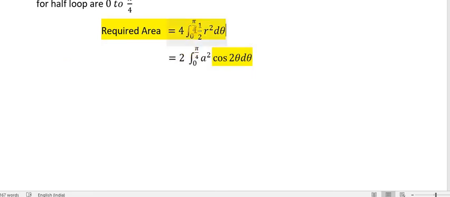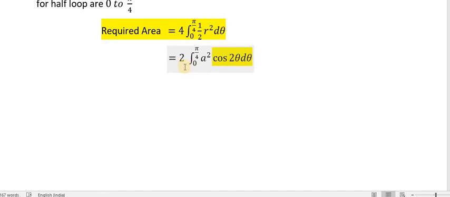Required area is equal to 4 integral 0 to π/4 half r square dθ. 2 2's are 4. So, integral 0 to π/4 a square cos 2θ dθ. Now, in the next step, let us integrate this one.